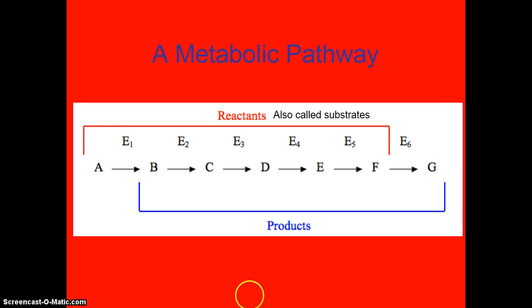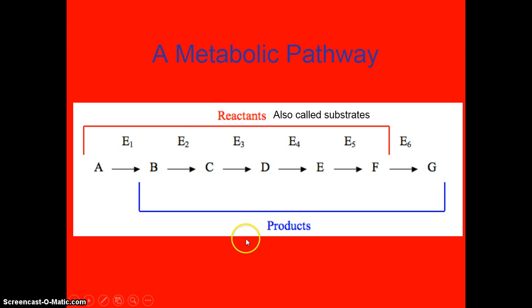Here is an example of a metabolic pathway. Reactant A is going to be helped by enzyme 1 to form product B. Product B is going to become the reactant of the next reaction that's going to be sped up by enzyme 2 to form product C, which is the reactant of the next reaction, and so on.